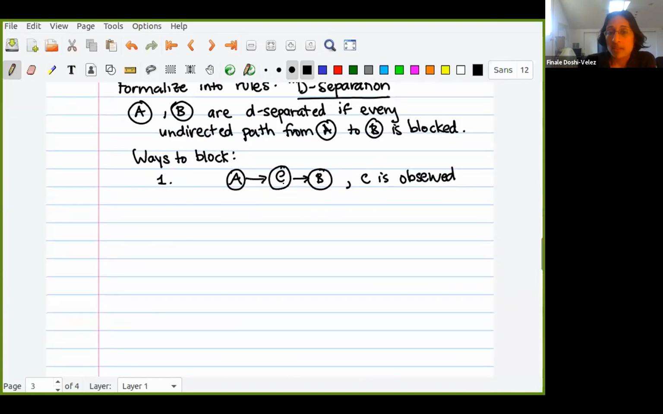So that's case number one, that if you observe something that comes in between these two variables, then they're independent because C kind of has the information. Any information about A that would be relevant to predicting B is already captured in C, right? Because the only way that A affects B is through C. And then the opposite case is also true. So this one I think doesn't need much explanation. It's just going in the other direction.